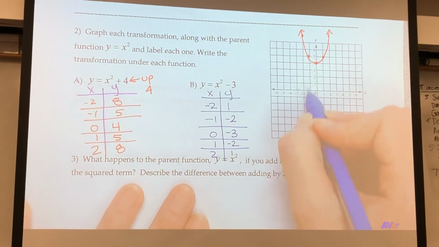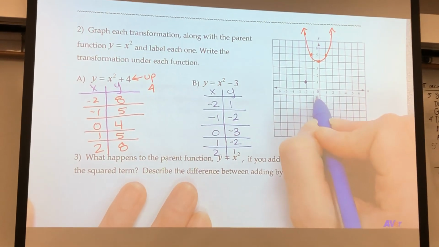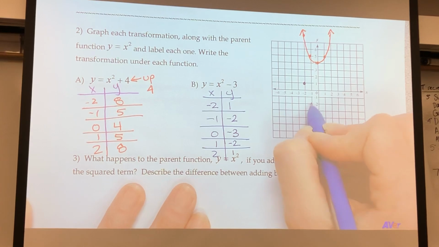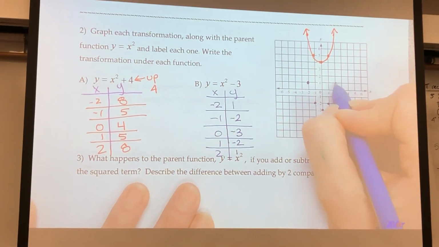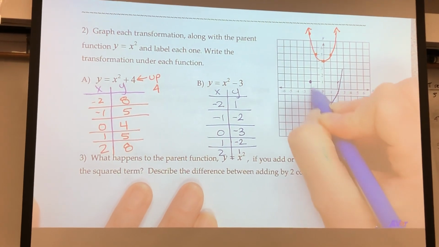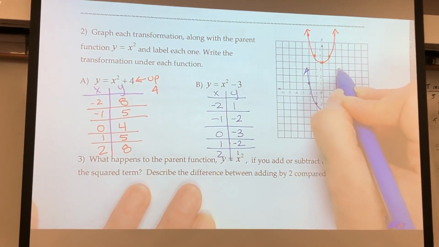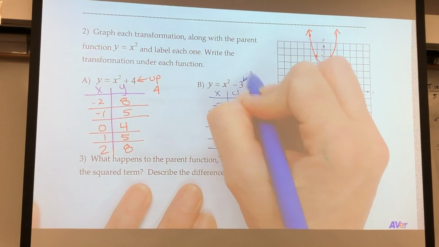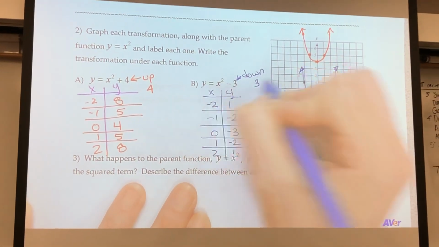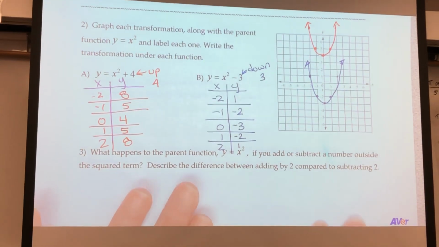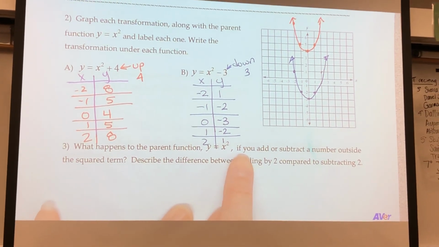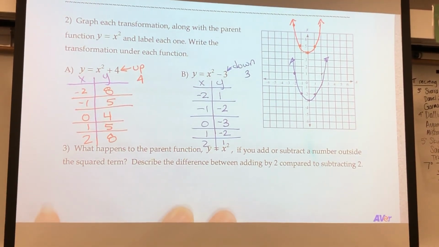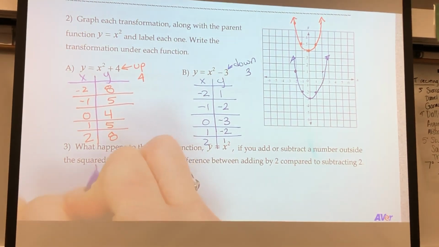Did it do exactly what you thought that it would do? And again, I hope you were able to predict what was going on. It did not change the shape, it did not change anything except that it went down 3. So can we make a summary statement? What happens to the parent function y equals x squared if you add or subtract a number outside the squared term?